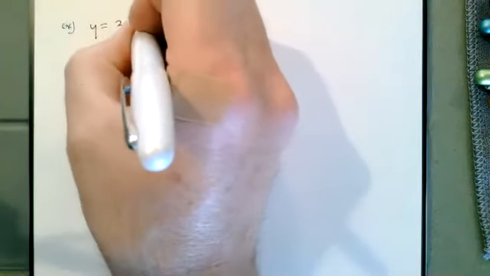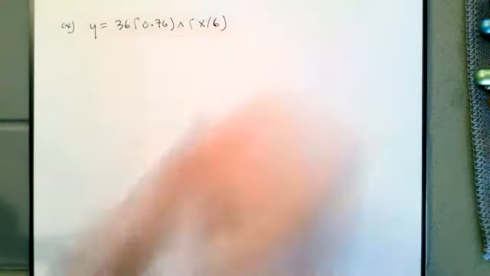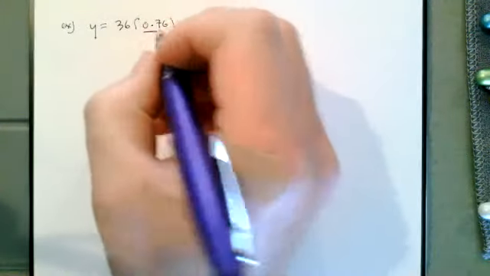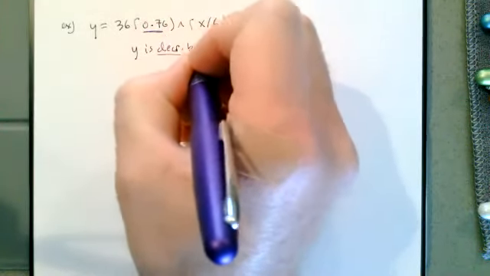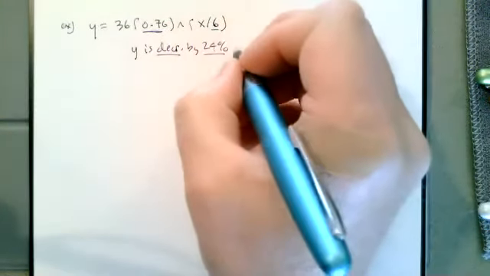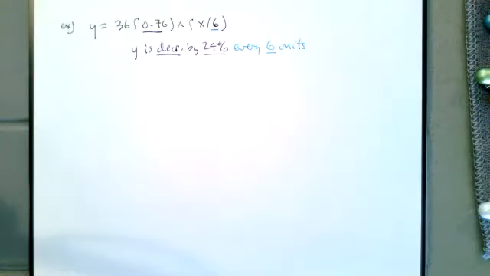If y is equal to 36 times 0.76 to the x over 6, we know to read this as y is decreasing by 24% every 6 units. So the 0.76 indicates that y is decreasing by 24% every 6 units. But this raises a question. This is what's happening every 6 units. What's happening every 1 unit?